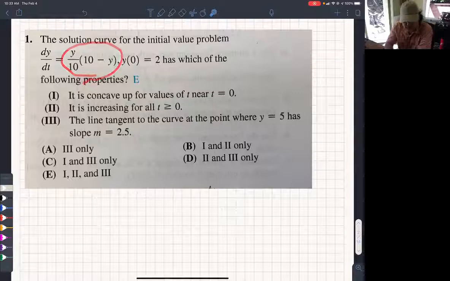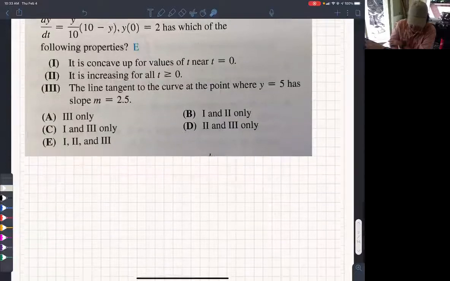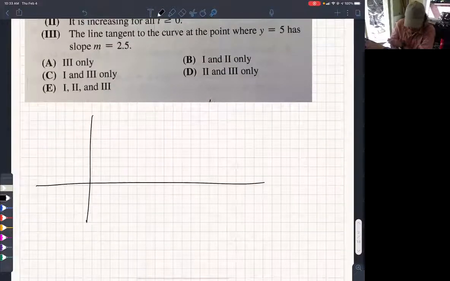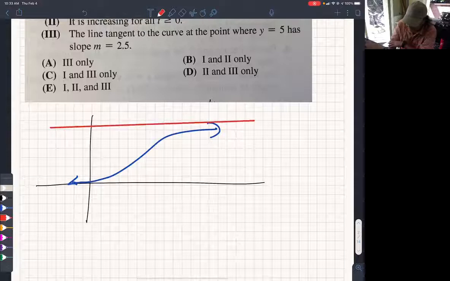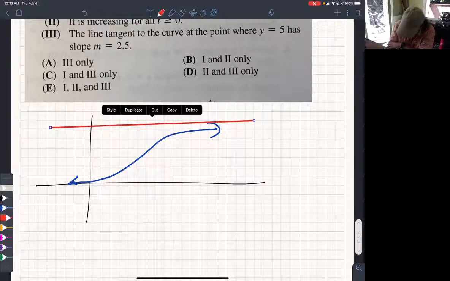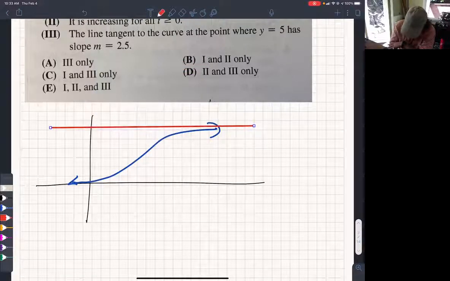In logistic growth, your population will be in front, and your population will be in parentheses in the form of a number minus the population, or 1 minus the population over some number. So you have to recognize this is logistic growth. And if you recognize logistic growth, you will know it's going to look something like this, where you have a carrying capacity that it approaches. So that's what you have to recognize.